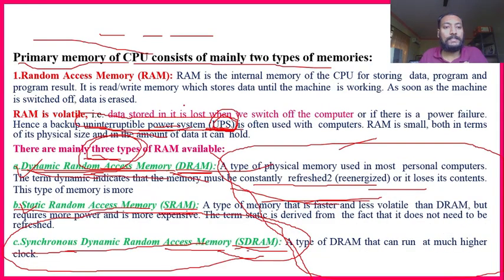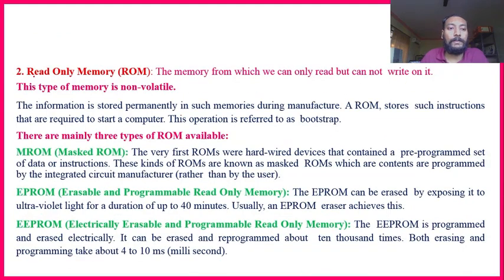Now I will discuss the RAM. Remember, primary memory is known as the RAM. The next memory is called the secondary memory, and another name is ROM, read only memory.